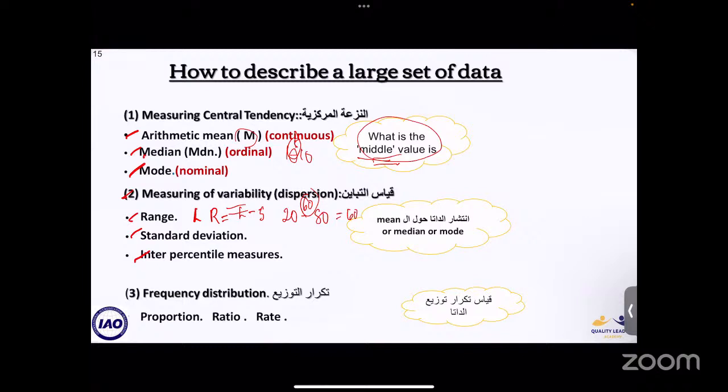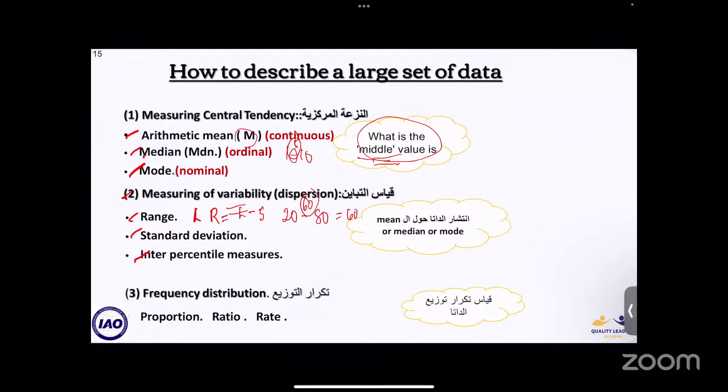What about the standard deviation? A measure of how much individual data points deviate from the mean. So for example, in a data set of patient weights, a small standard deviation means most patients have similar weights, while a large standard deviation indicates a wide variation in weights.